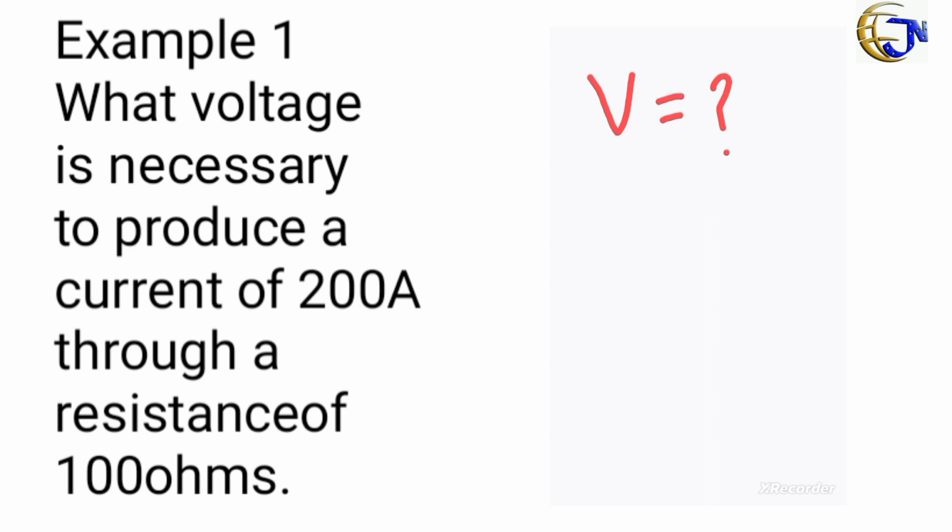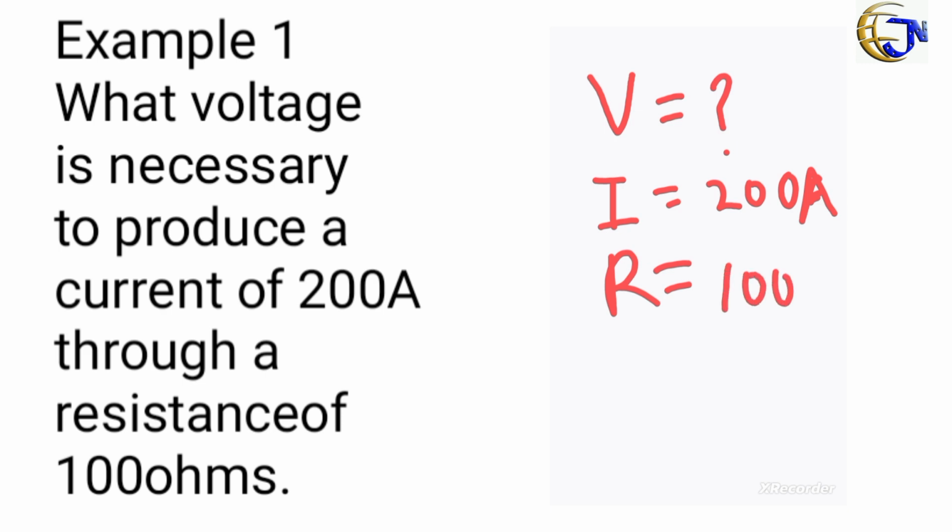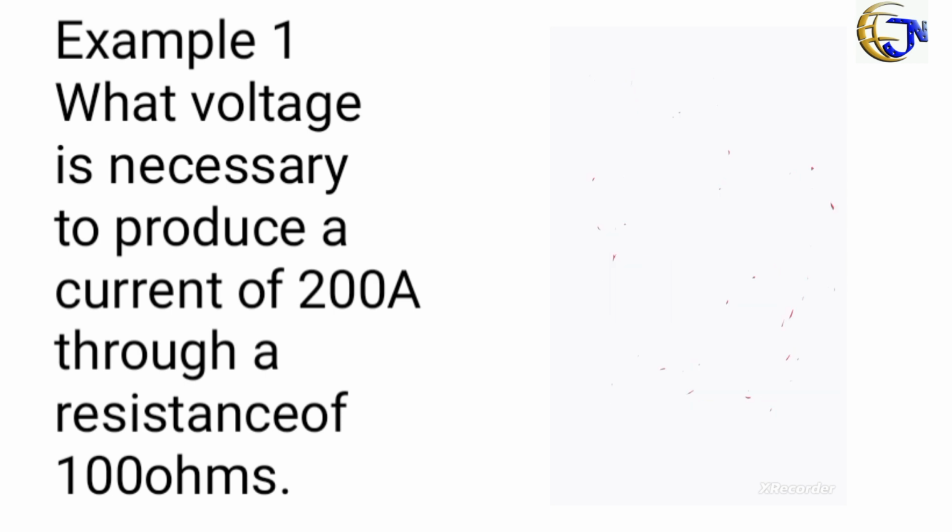Then what we are given, current I is given as 200 amperes. Through a resistance R is given as 100 ohms. So now that we have all this, remember we are using V is equal to IR so that we can get the voltage V. V is equal to IR.